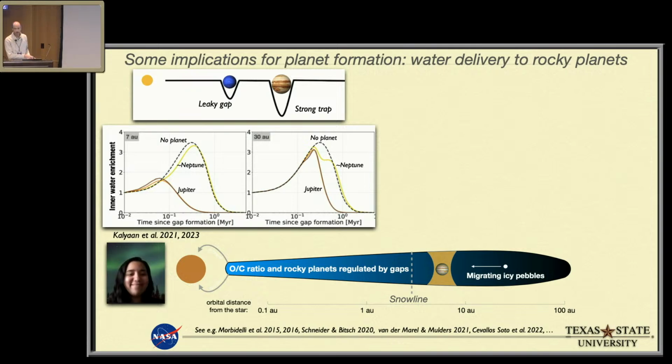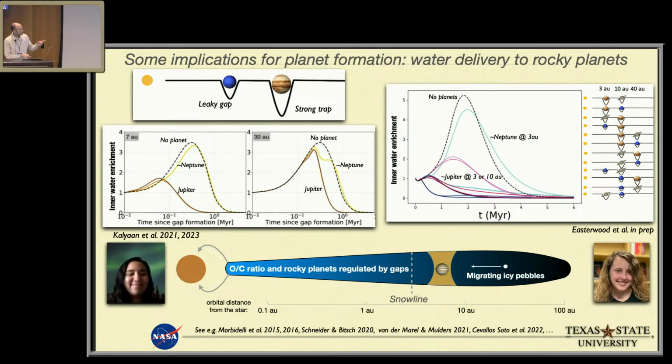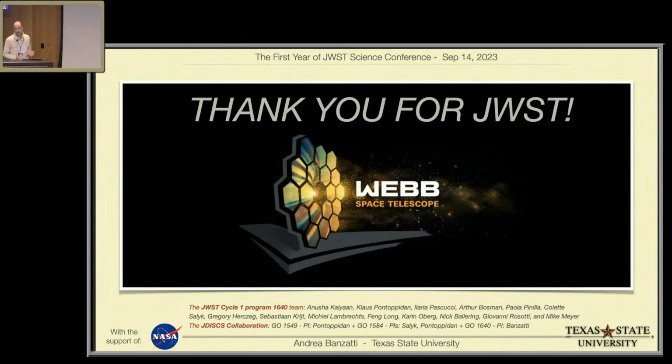the rocky planet region. Now this work is being expanded with a grid of simulations of different planet sizes and how much water you deliver to that region by Whitney Easterwood. She did this work mostly as an undergrad at Texas State, which I think is amazing, and the paper is in preparation. But all this is really the exciting focus now on many more modeling works. I only list a few here. And now we have JWST giving measurements, finally. And so this brings me back to where I started. Thank you for JWST.